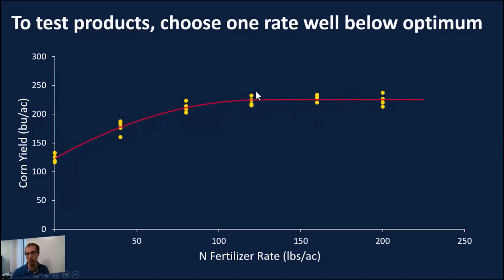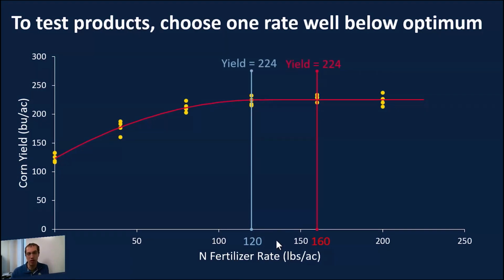For instance, here we're optimized at about 120 pounds of N per acre. But if we remember, that study compared 160 pounds of nitrogen and 120 pounds of nitrogen per acre. So both of these, without a nitrogen rate product, we can see their yields are equivalent. They're pretty much the same yield, with a 40 pound difference in nitrogen rate requirements.